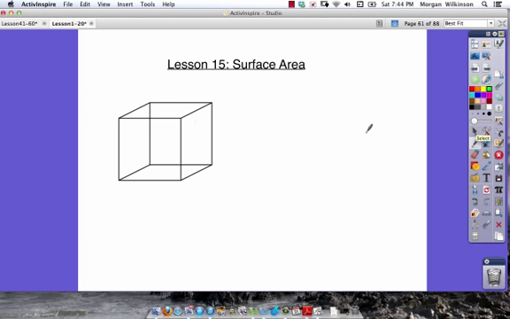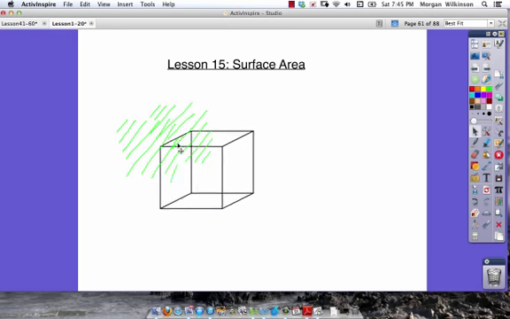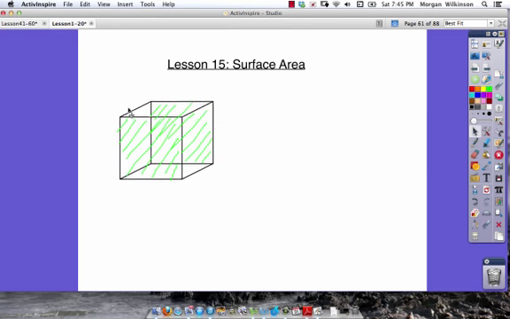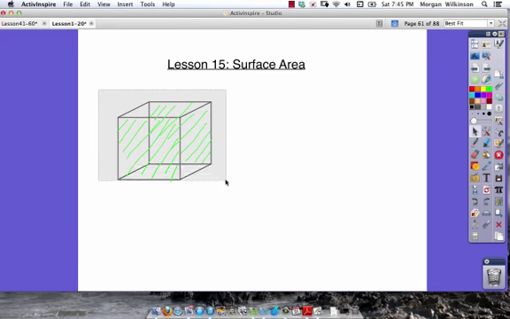So if we were to look at this cube, we could see that there's a front face. In the front face I'm going to put lines in green. There's the front of our cube. And we could see that there's a back face. The front face and the back face have exactly the same area. Now let's take this cube and copy it.